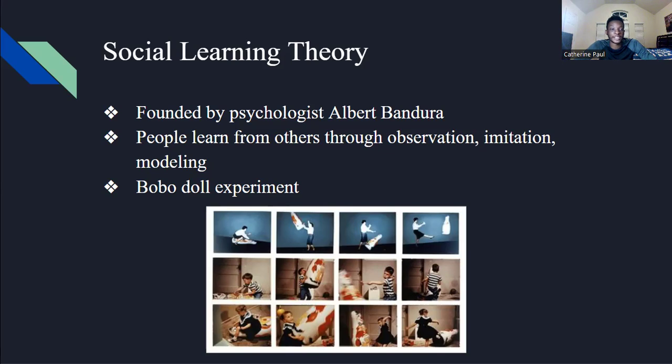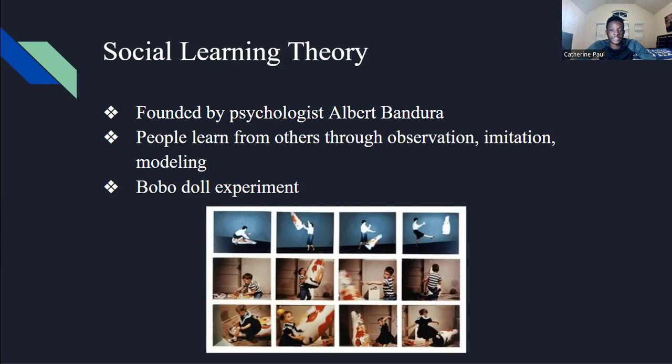For example, let's say a child sees their dad getting dressed in a certain way. The child then decides to imitate and tries to do what the dad does. That's basically what the social learning theory is. Basically, you want to do what others do, following the leader. An experiment that Albert Bandura did to further this was the Bobo doll experiment.